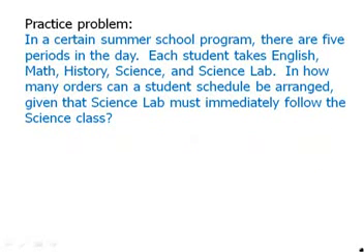Here's another practice problem. Pause the video and then we'll talk about this. In a certain summer school program, there are 5 periods in the day. Each student takes English, math, history, science, and science lab. In how many different orders can a student schedule be arranged given that science lab must immediately follow the science class?